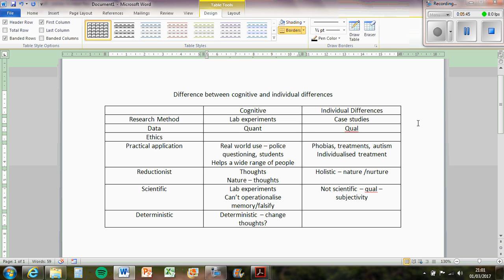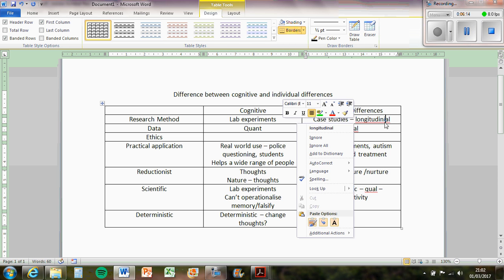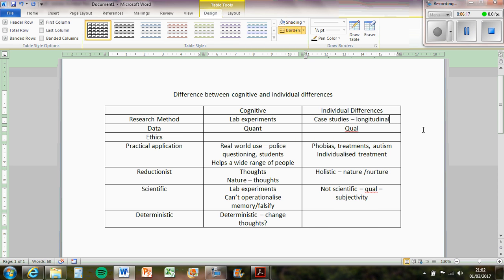So for example, they use different methodology. The cognitive approach tends to use lots of lab experiments because it's controlling for things and testing internal mental processes such as memory, attention and perception. Whereas individual differences looks at everyone being unique and different, so you would use case study methodology to investigate the change in behaviour over time. You might put something like longitudinal. You could put that in.